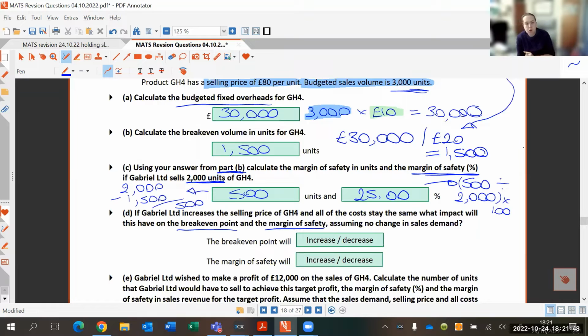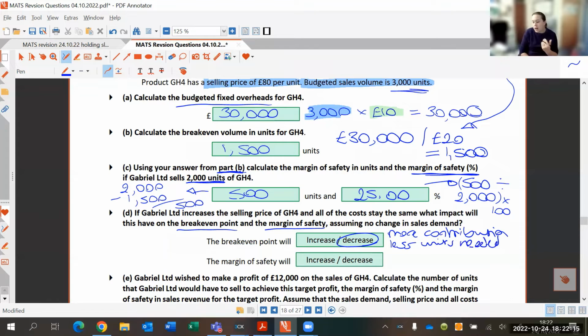So what happens to our break-even point? What happens to the number of units that we need to produce in order to cover our fixed costs? Well done, Carol. Yes, it will decrease. So we've got more money to play with. We've got more contribution per unit, which means less units are needed to cover the cost.